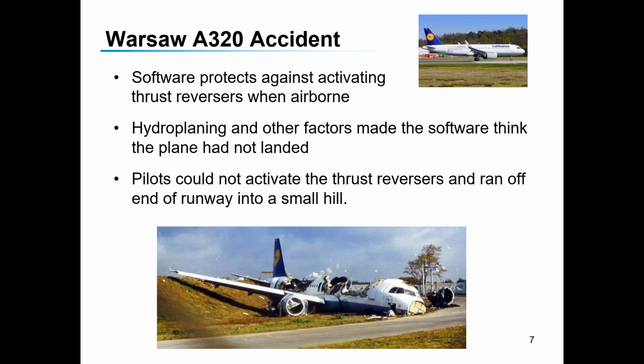This was an Airbus accident, an A320 in Warsaw. It was landing, and during landing, the software protects against activating the reverse thrusters when the aircraft is airborne. So it looks at certain clues the software has to understand to know whether the plane has landed or not. The pilot knows this, but the software doesn't. And it turned out it was raining very hard, and the wheel turning rate was one of the clues, but the wheels hydroplaned, with lots of water on the runway. There were other factors affecting weight on wheels and other things that made the software think the plane hadn't landed. So it wouldn't let the pilots activate the reverse thrusters, and it ran off the end of the runway into a small hill, and you can see the results here.